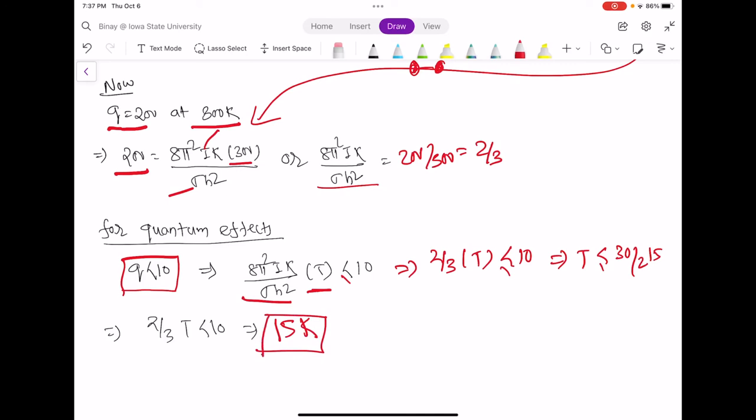As you can see, the temperature should be less than or equal to 15 K, so that Q would be less than 10, and the system will behave quantum mechanically, meaning we can see the quantum effects.